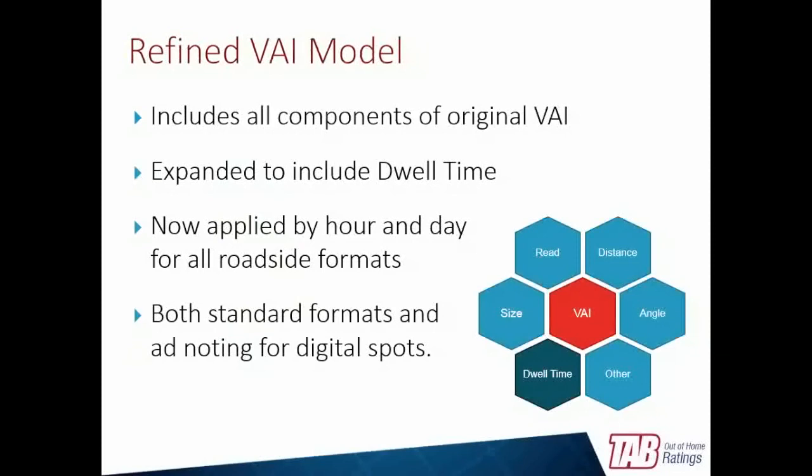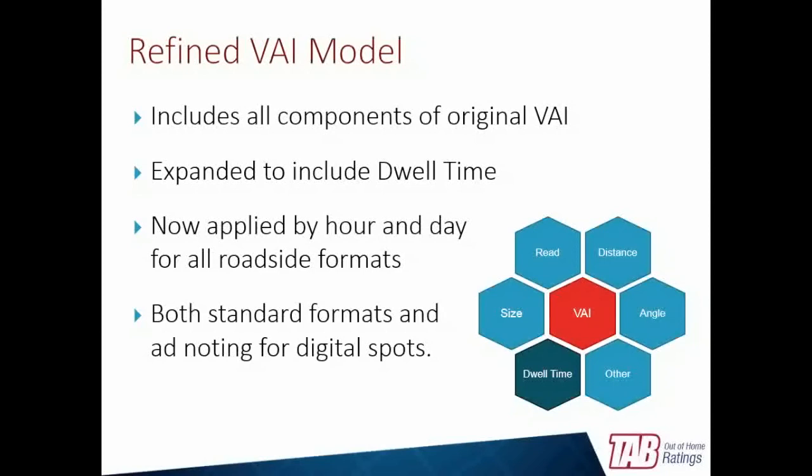The first step in order to do this is to refine our existing VAI model. What we've done is bring forward all of the existing variables that go into the visibility adjustment score that's applied to each billboard, that moves the billboard's impressions from circulation to impressions, circulation audience estimates. These variables include size, read, distance, angle, and other variables that have a direct impact on somebody's ability to see the sign.